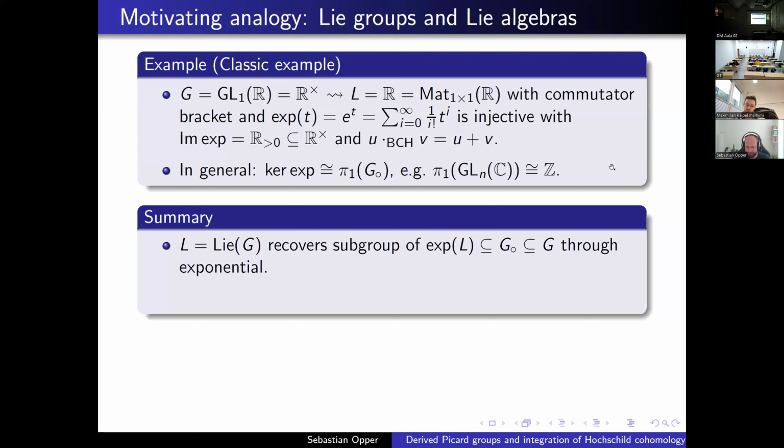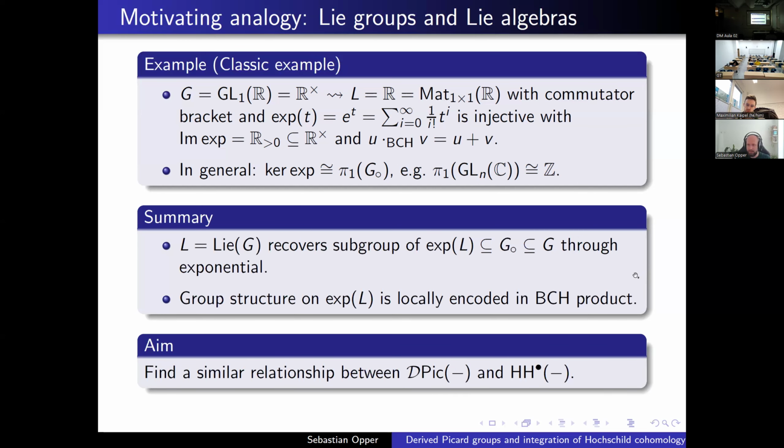So the summary is: with the Lie algebra of a Lie group, we can recover a subgroup of the identity component, and you can also recover the group law reasonably locally because it's encoded in the Baker-Campbell-Hausdorff product. And as I hinted at in the previous slide, the idea is now you want to find a similar relationship between the derived Picard group and the Hochschild cohomology. The obstacle is that we're in completely different settings: there are no vector fields, there's no notion of integration, and at this point there's also no topology or anything. So convergence and all this stuff doesn't make sense.